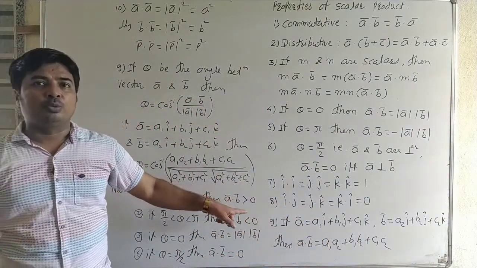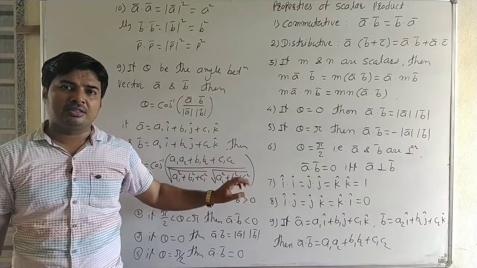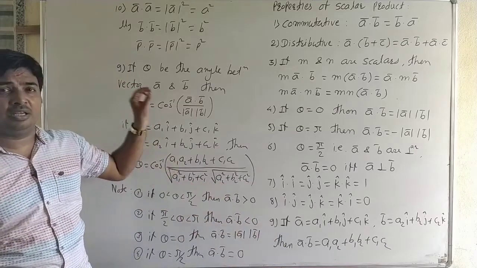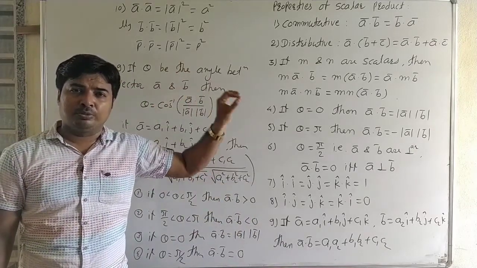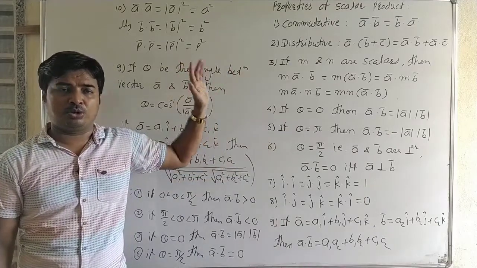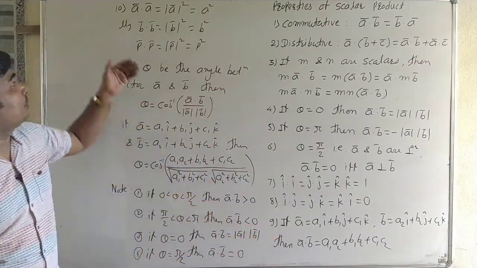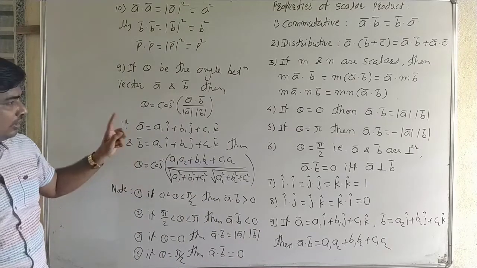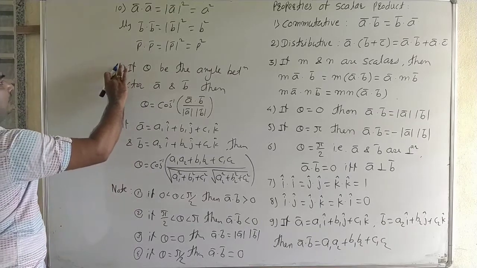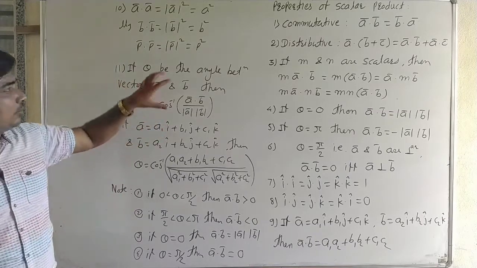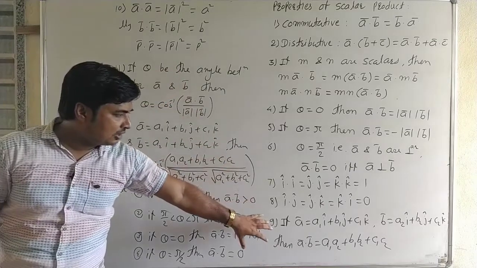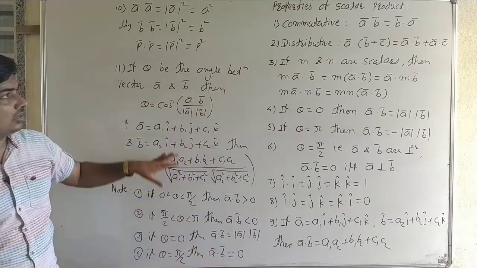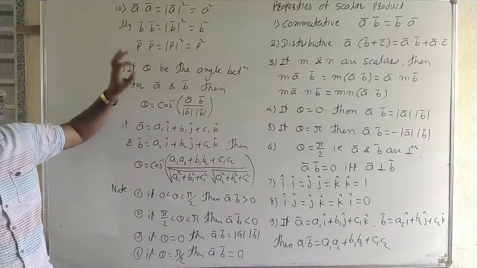If magnitude and angle are given, use the definition. By definition, a bar dot b bar is equal to magnitude of a bar into magnitude of b bar into cos theta. It is by definition of dot product, and the other is by components. Now this property and the angle between two vectors, say one calculated problem, sorry, here it is 11. Calculated problem: find the angle between two vectors, find the dot product, and show that two vectors are perpendicular. You will have more examples on this, but you have to use all the properties in problems. See carefully.